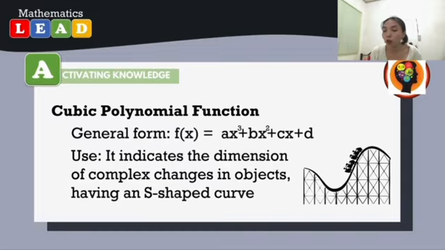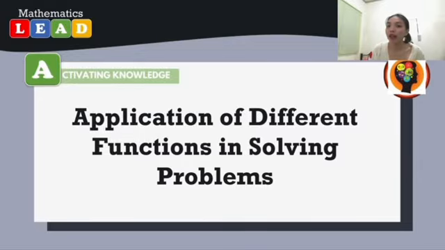Okay? Again, cubic for 3, quadratic for 2, linear for 1, and for the 0 degree, or the constant only, the constant polynomial function. Now, since you already know about the different functions, let's apply it to problem solving. We have here example number 1.